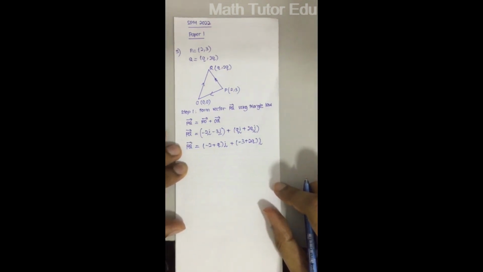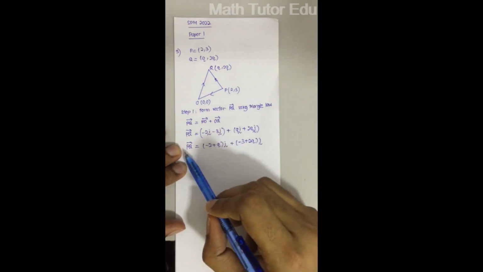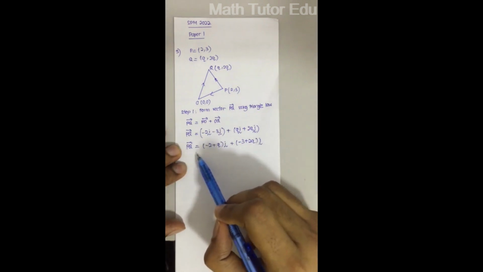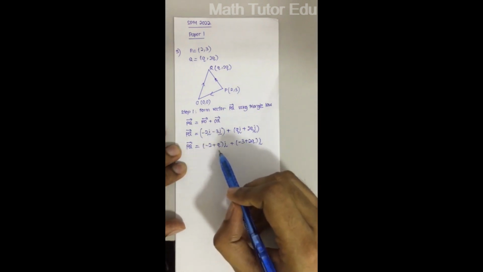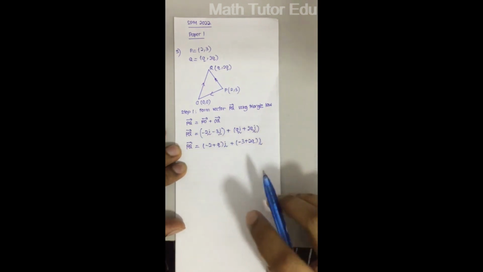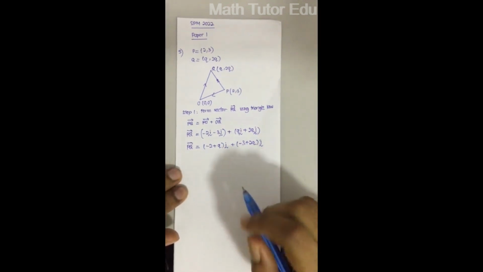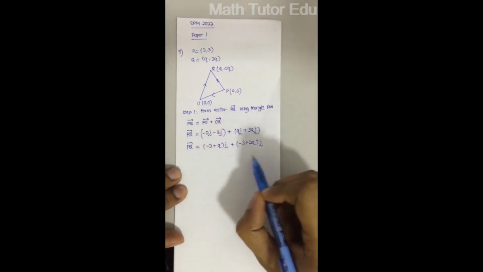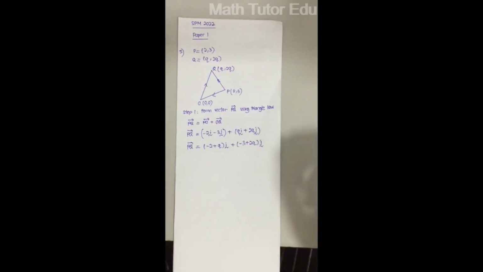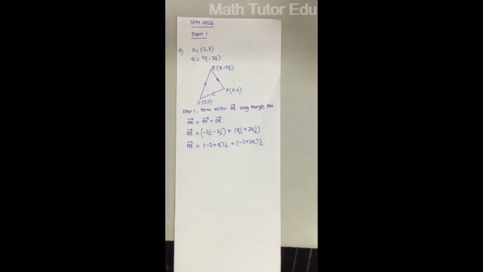Okay, so you're done with step 1, which is to form the vector PQ using the triangle law. Over here we already get the vector PQ is equal to (-2 + q)i + (-3 + 2q)j. Okay, so this is your step 1. Now we're going to relate this vector PQ in terms of a unit vector, because they mentioned that vector PQ is actually a unit vector.